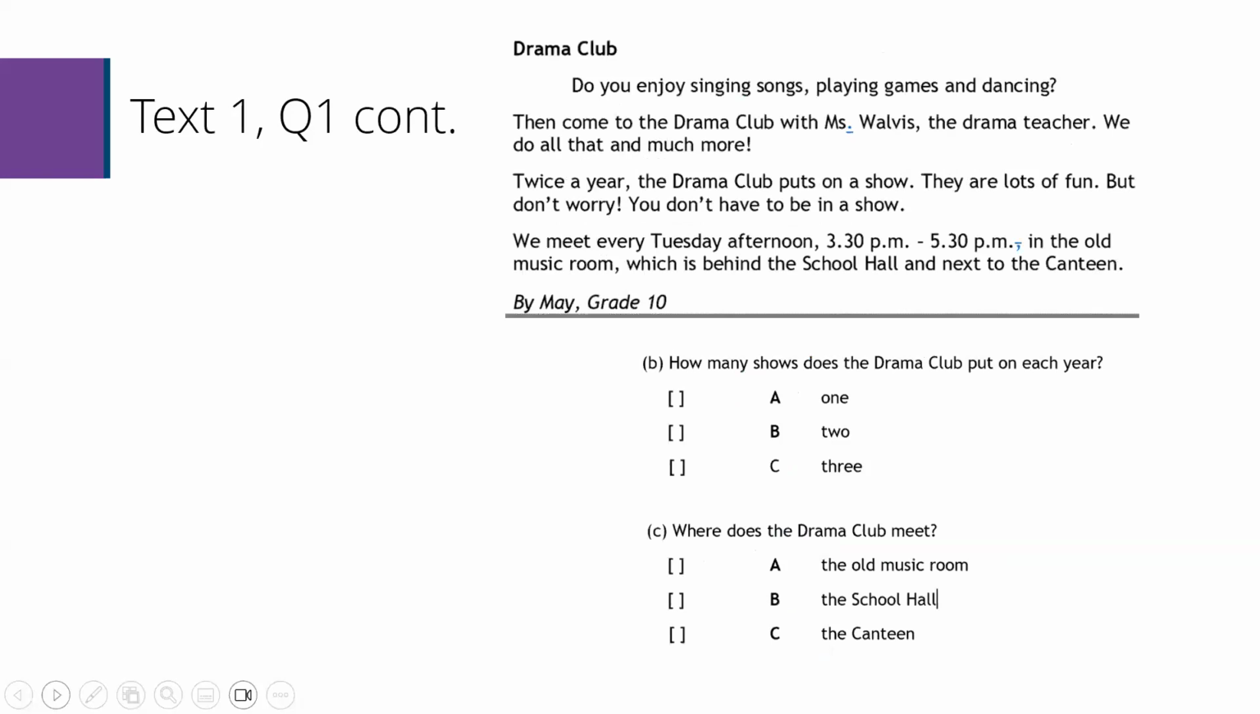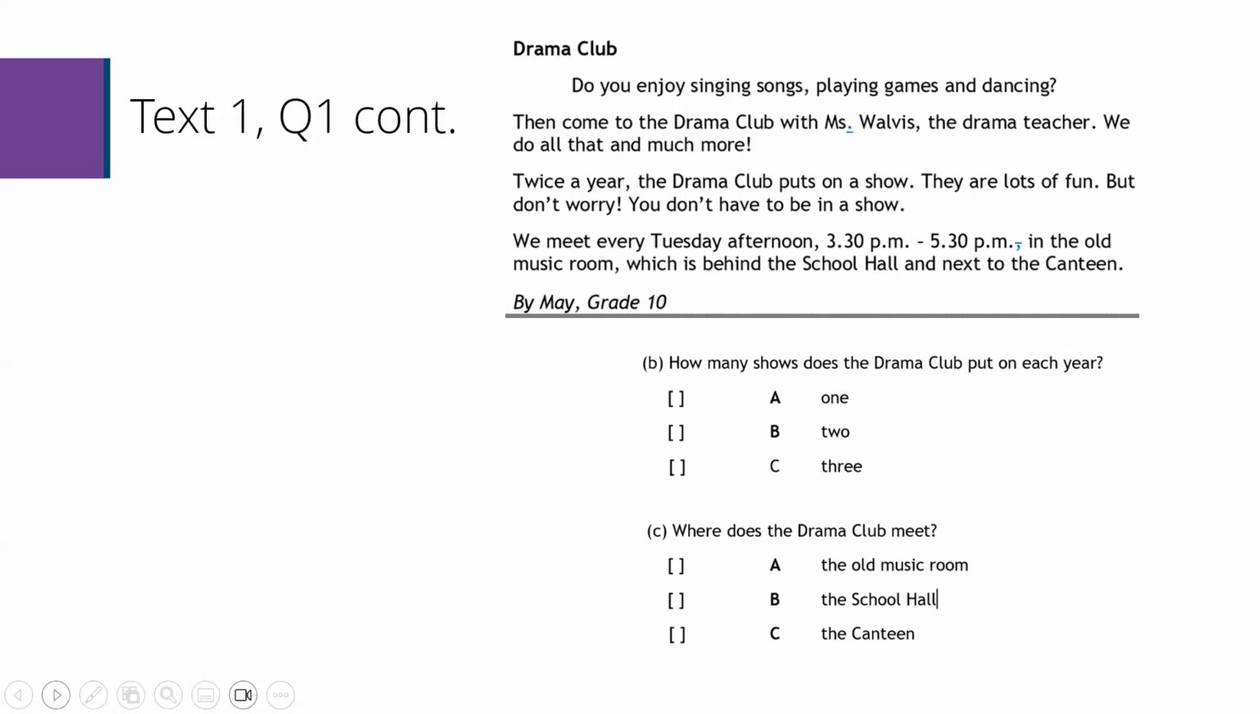Okay, good. And then text one continues, and we see now a different kind of question format, with words that students need to read. And again, we can expect that there will be some elements of distraction. Where does the drama club meet? The old music room, the school hall, or the canteen. If you just skim through the text, you can see again, music room, school hall, and canteen are all mentioned in the text. So spotting a word is not enough.